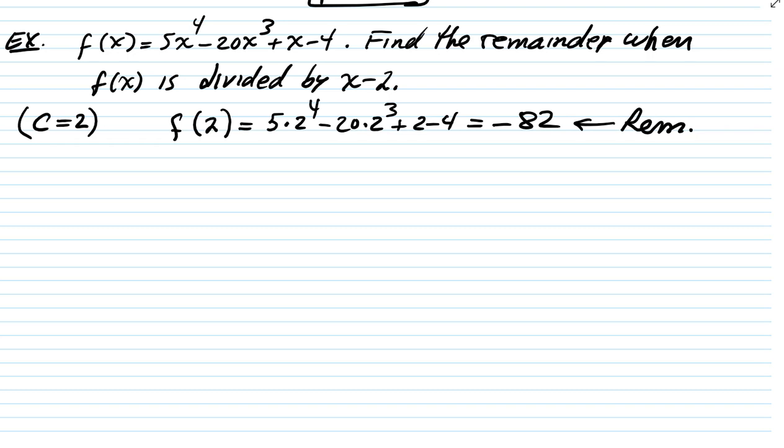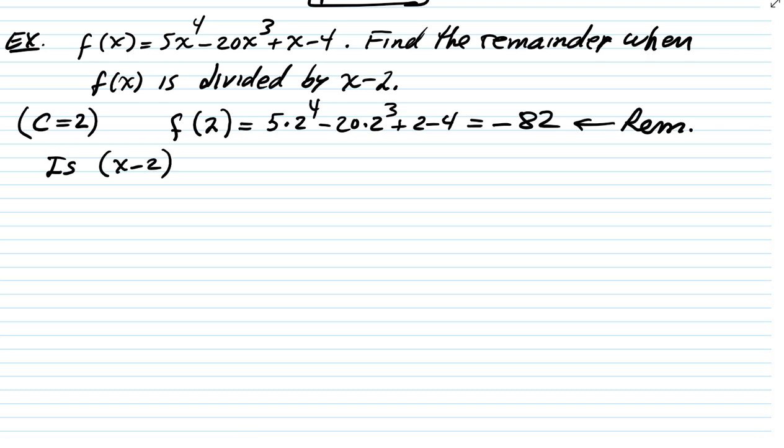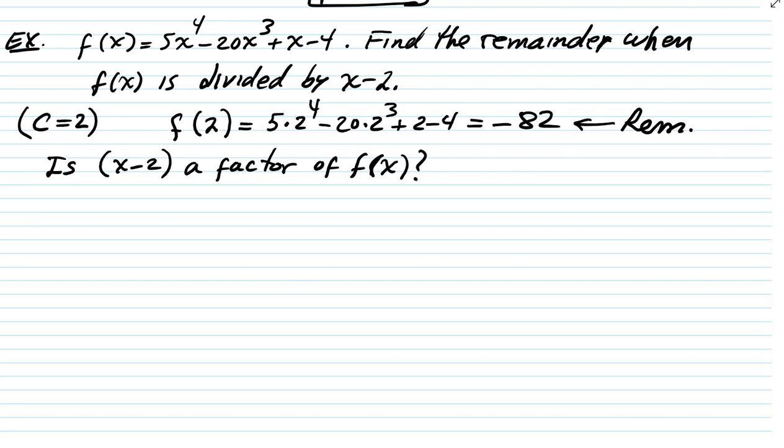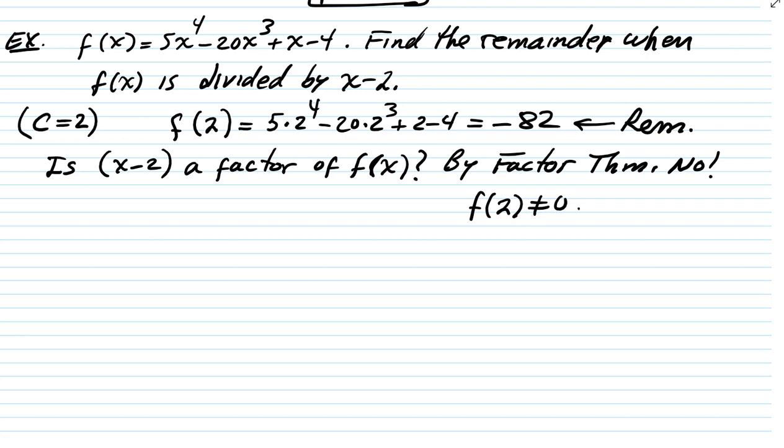Okay. Now, is x minus 2 a factor as a result of this? Let's pose that question based on what you just observed. Can I say x minus 2 is a factor of f of x? Well, to be a factor, remember by factor theorem, f at c has to be 0, right? So we can say that by factor theorem, no. The answer is no, because f at 2 is not 0, and that's why. The remainder has to be 0 for x minus c to be a factor.